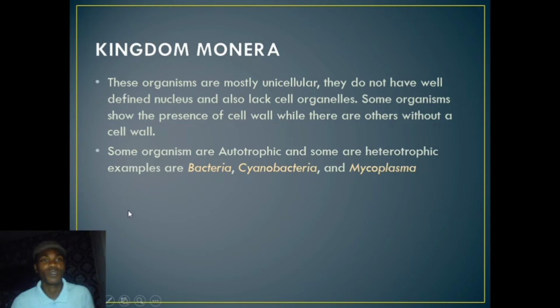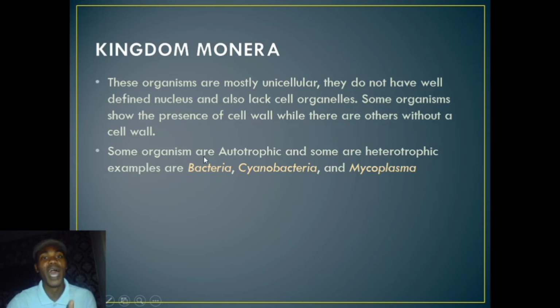Now let's start with the first one, kingdom Monera. These organisms are mostly unicellular. What are unicellular organisms? Unicellular organisms are organisms that have just one cell. Just one what? Cell. I know you know that already, but I'm just elaborating. So they do not have a well-defined nucleus, and also lack cell organelles. Some organisms show the presence of cell wall, while there are others without a cell wall.